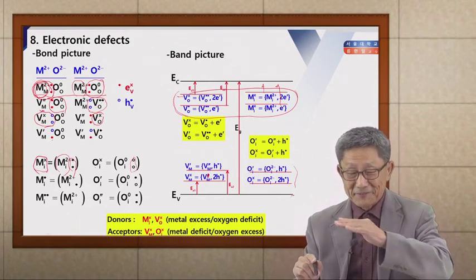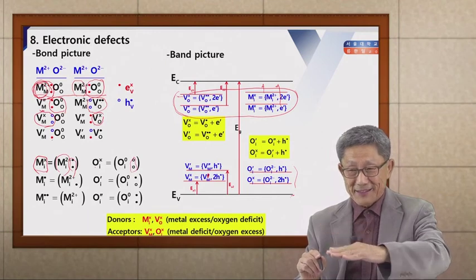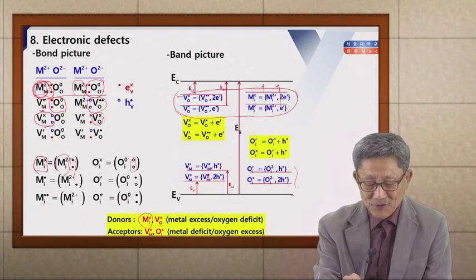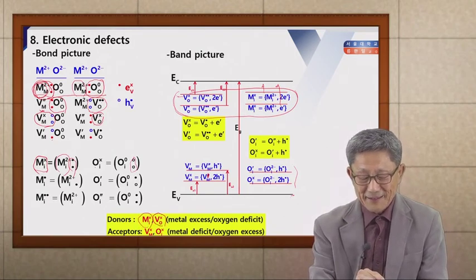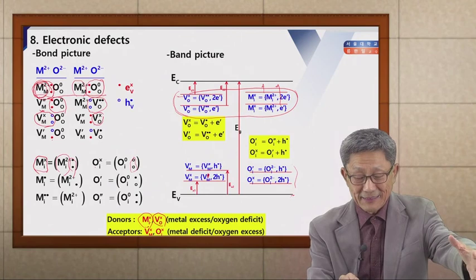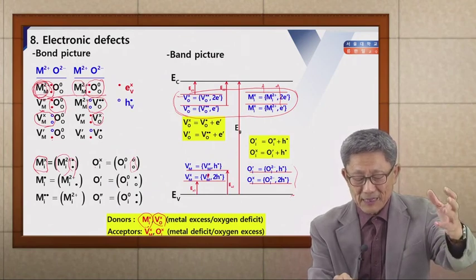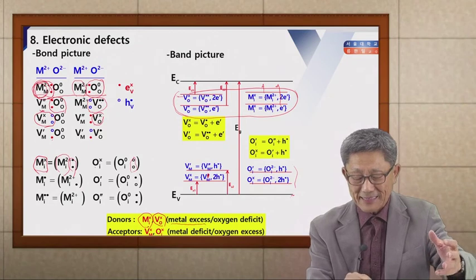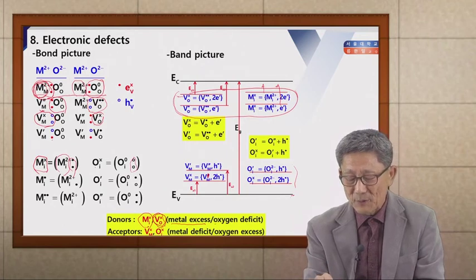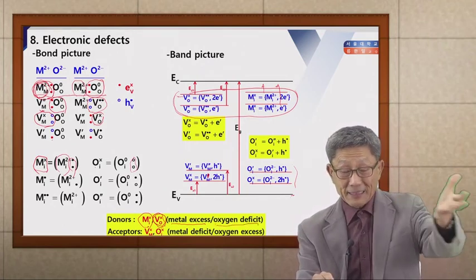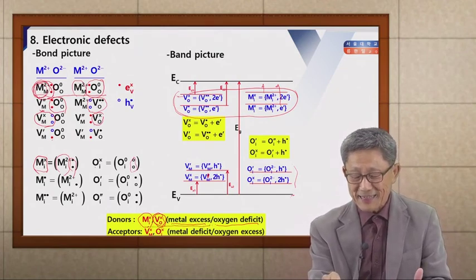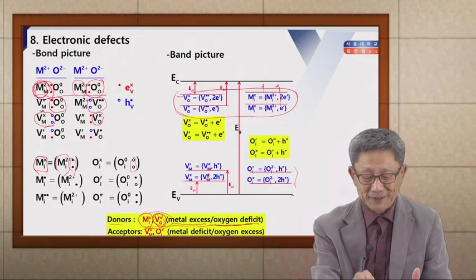There is some kind of common feature. Donors: metal interstitials and the neutral oxygen vacancies, right? If you have more and more metal interstitials, then you have more and more metals, right? So the composition of your crystal becomes metal excess. And by introducing more and more oxygen vacancies, you end up with oxygen deficient crystals. Metal excess means oxygen deficit, right? These guys, yes, metal excess or oxygen deficit, always work as donors.